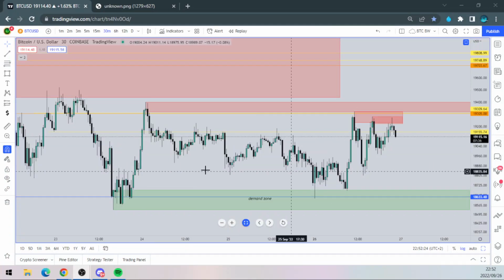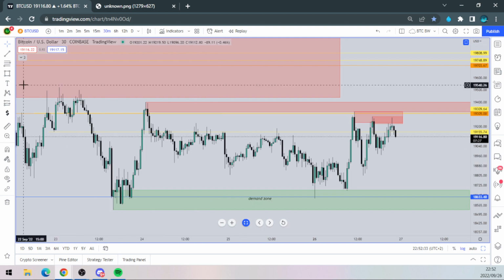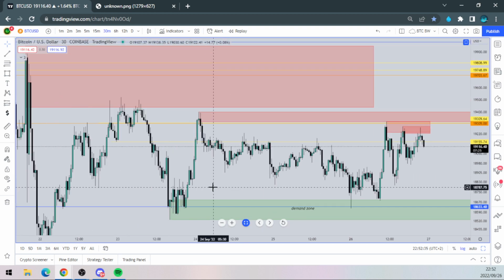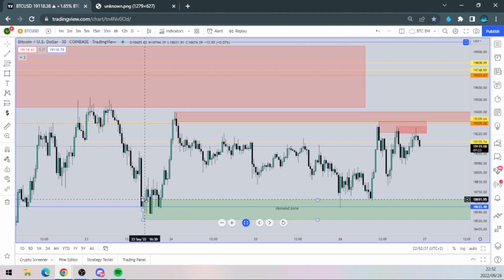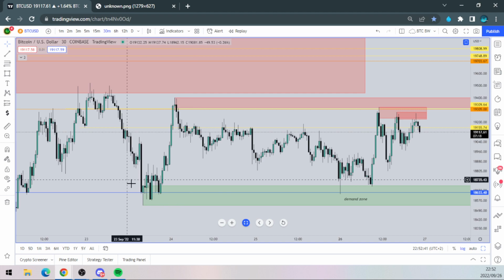Okay guys, just a quick BTC update. You would remember that we had this in the Discord where we marked the demand zone off. Now the thing with demand zones is that we usually take the last down candle before an up move.